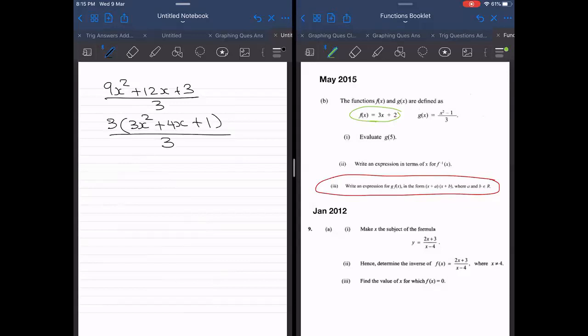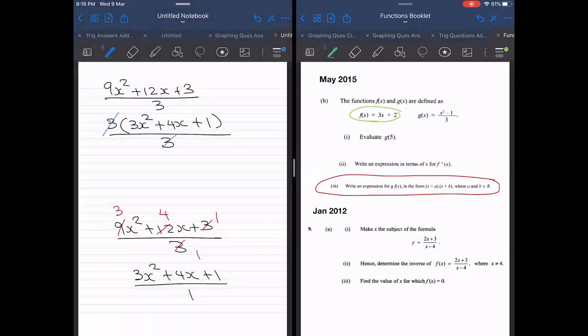So that's in terms of factorization, but for those persons who are not good at factorization, how you could look at it: you could say 3 into that 3, 3 into that 4, 3 into that 1, 3 into that 1. So in the end, you would have 3x squared plus 4x plus 1 over 1. Which is exactly what I'm going to have here, since the 3's will cancel. So I'm just going to have 3x squared plus 4x plus 1.